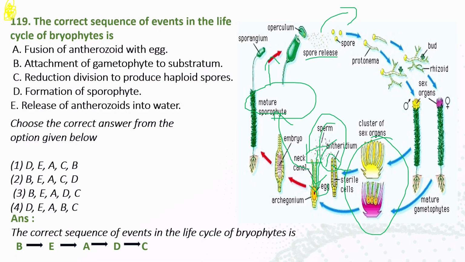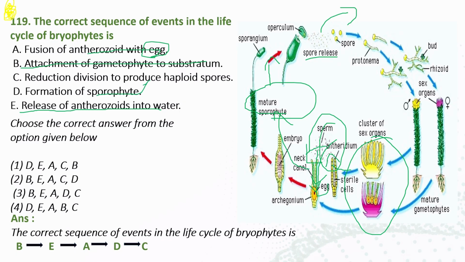So according to the options, the first is obviously the attachment of the gametophyte to the substratum, and then option E, the release of the antherozoids into the water. Then the released antherozoids obviously fuse with the egg, and when they combine with the egg, you can see the formation of the sporophyte.